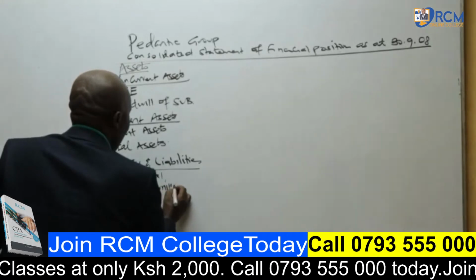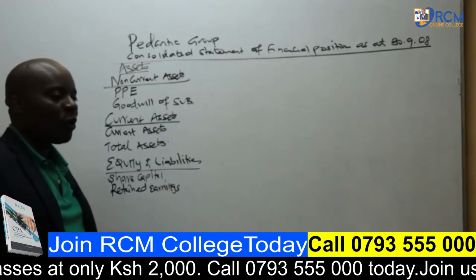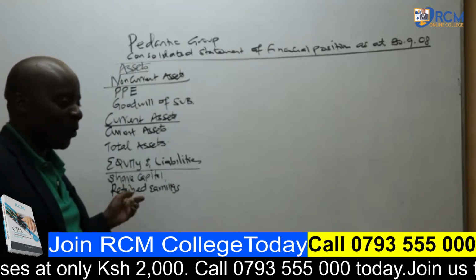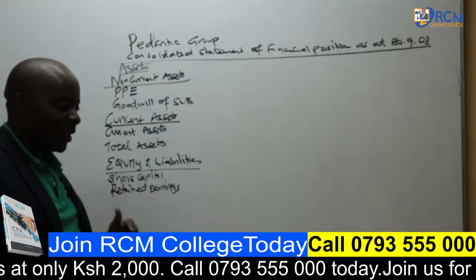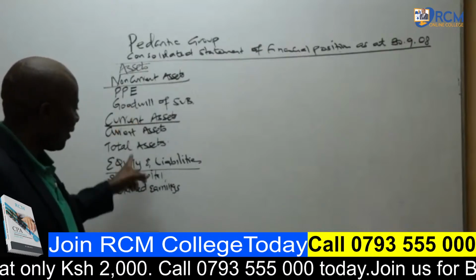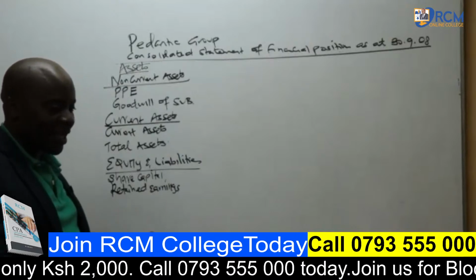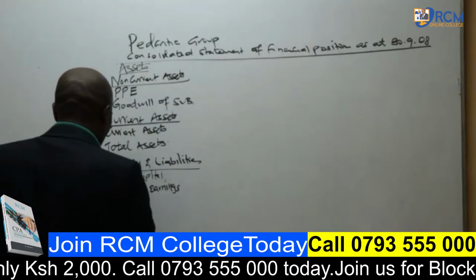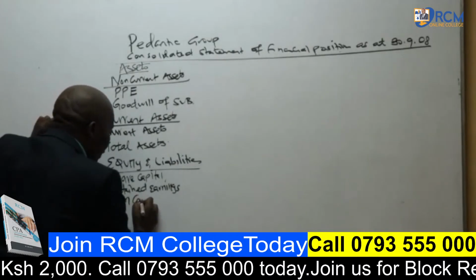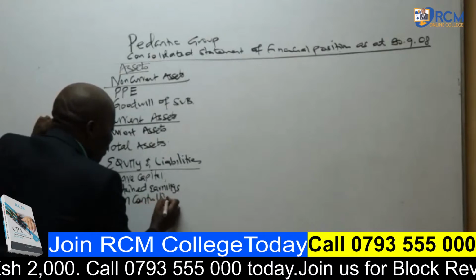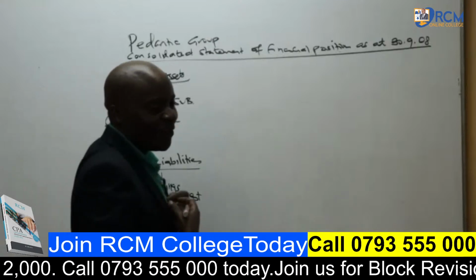What else in this case do you know? When we are consolidating under equity, what else must we add here, even if it's not given there, just like we included goodwill? We must include something here. NCI, thank you very much. So you must include this other permanent source of capital, which is called non-controlling interest.